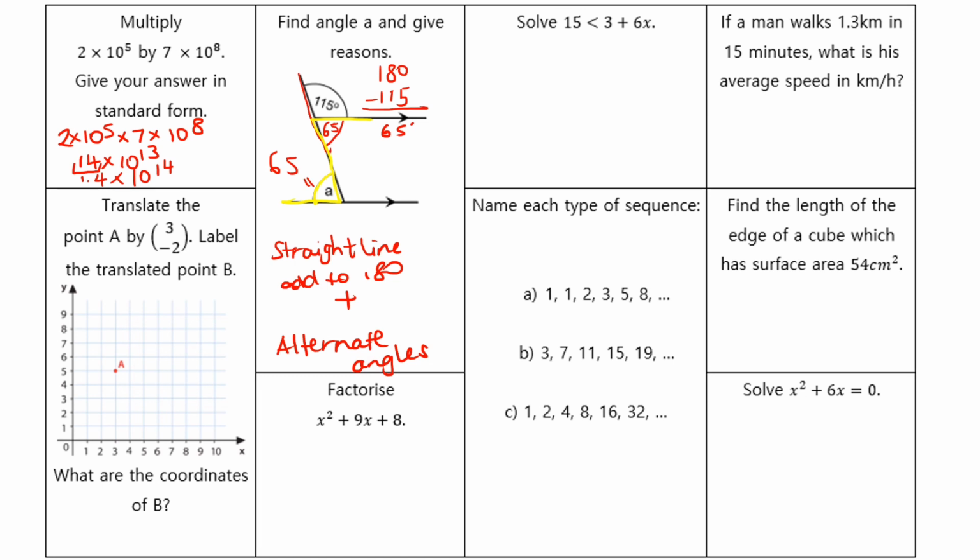So solve 15 is less than 3 plus 6x. We're going to take 3 away from both sides. 12 is less than 6x. We'll now divide it by 6, and that would become 2, which means x is greater than 2.